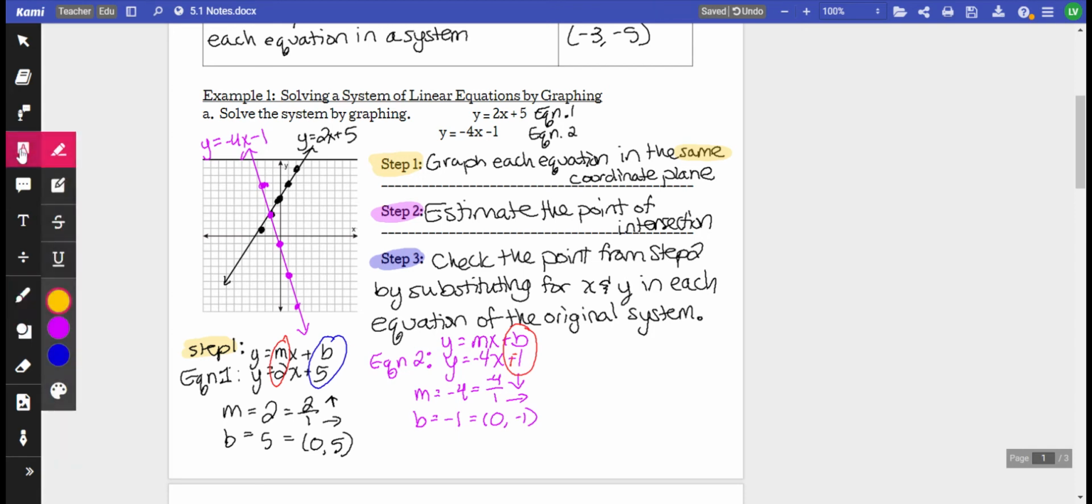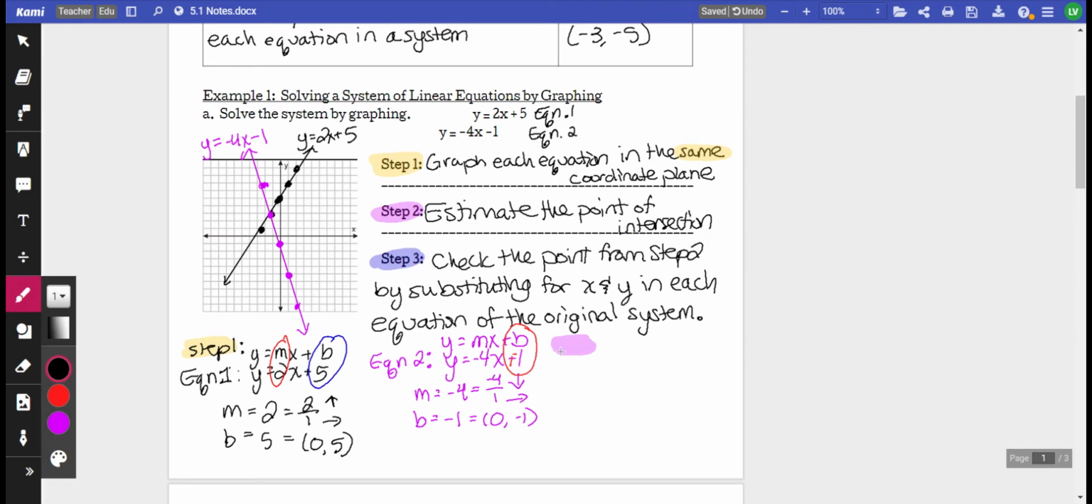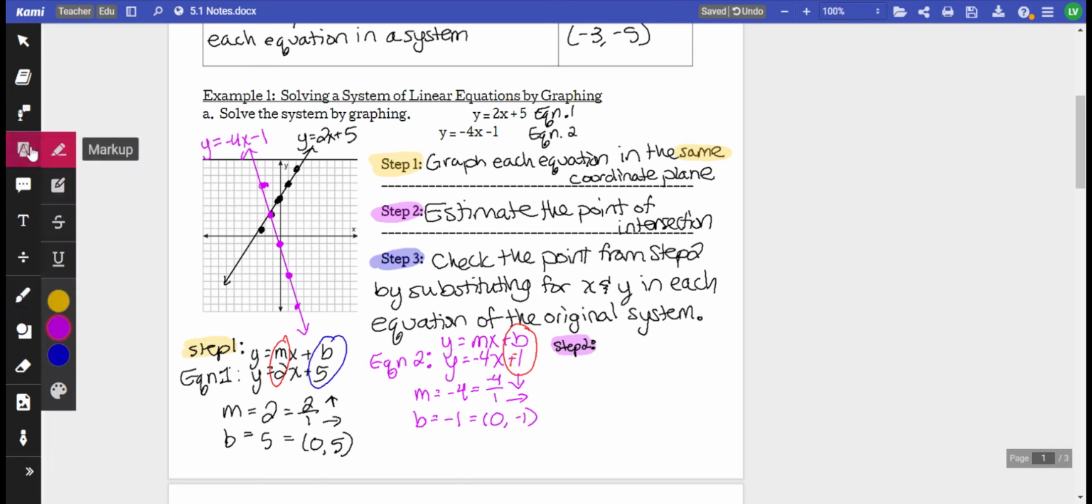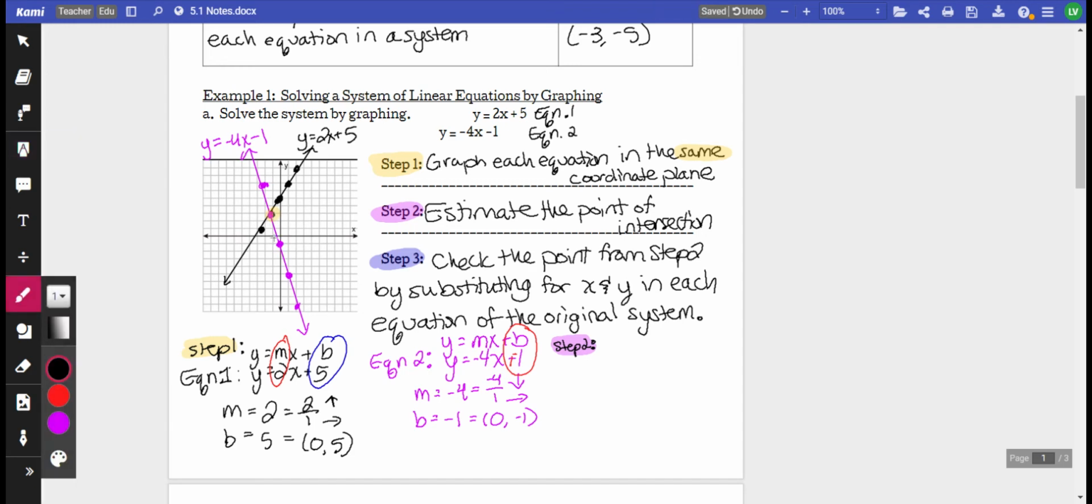Now we move on to step 2. Step 2 says to estimate the point of intersection. I believe my point of intersection is at this point right there. That is at negative 1, 3.